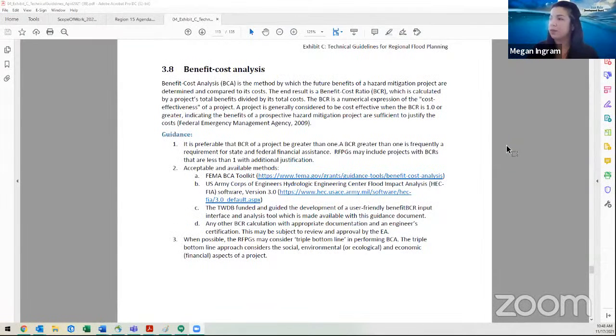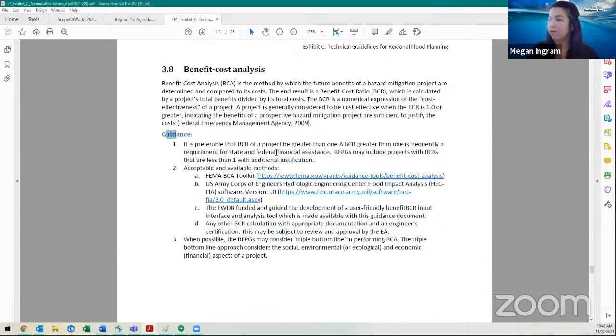Could I take a moment to share my screen really briefly? I think it would be worth mentioning. I just pulled up the TWDB guidance on benefit cost analysis. I just want to draw y'all's attention to it, if I may. Thank you. Okay, can you all see? Yes.